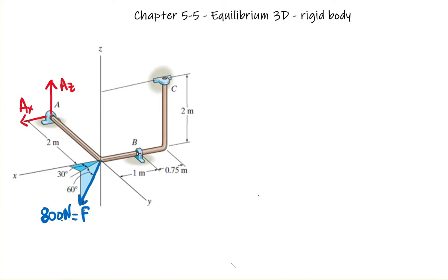B, the translation that is free is on X, like this. So we have a BY and a BZ. Okay. And at the point C, the translation that is free is on Z. So we have a CX and a CY. That's our 6 unknowns, and we have 6 equations of equilibrium, so we don't want more. Okay, first step, let's find F as a vector.